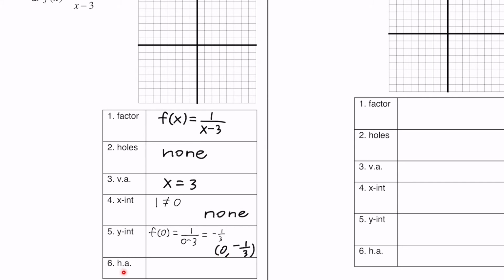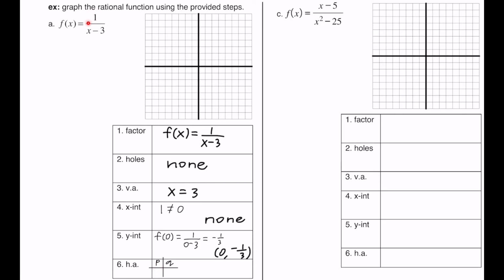To find the horizontal asymptotes, we're going to identify p and q. P is the degree of the numerator, because it's just a constant, the degree is 0. Q is the degree of the denominator, so you look at the x and its exponent is 1. So q is 1, and then we compare these values. So p is less than q, and so you can go ahead and check the PQ chart, but when p is less than q, the horizontal asymptote is the line y equals 0.